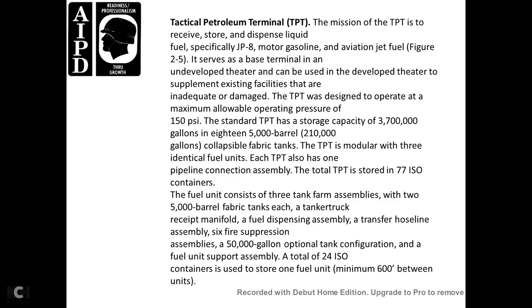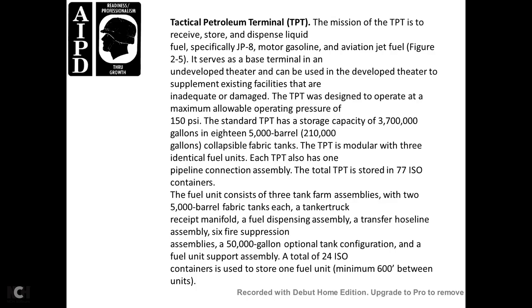The standard Tactical Petroleum Terminal has a storage capacity of 3,700,000 gallons and 5,000 barrels collapsible fabric tanks. The Tactical Petroleum Terminal is more modular, with 3 identical fuel units, and each Tactical Petroleum Terminal also has 1 pipeline connection. The total Tactical Petroleum Terminal is stored in 77 ISO containers.